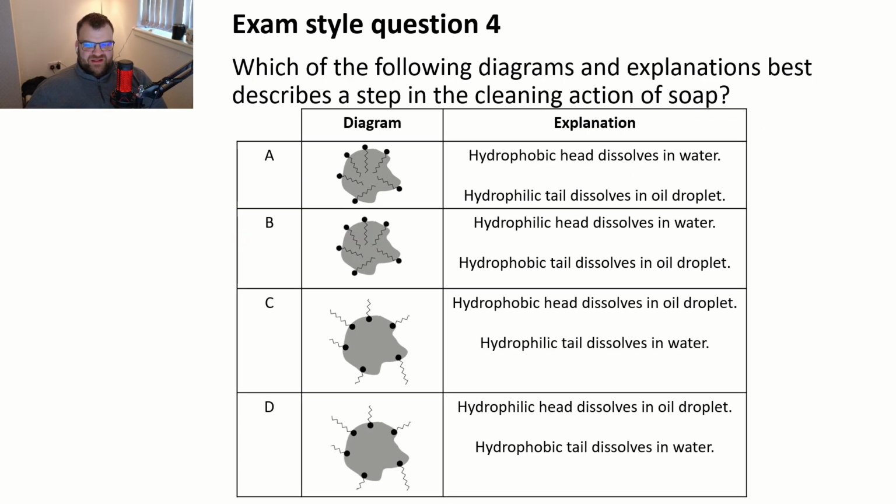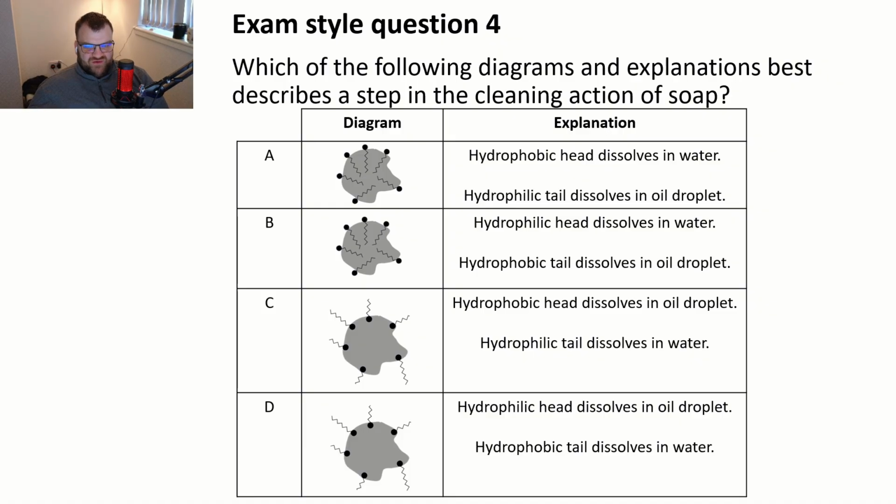In this one, we have to pick the correct diagram and explanation for the cleaning action of soap. The heads are hydrophilic, they're ionic, they dissolve in water. The tails are hydrophobic, they're covalent, and they dissolve in the grease or the oil, which is the grey blobby part that we have. A and B have the correct diagram, where the tails go into the grease and the heads are all on the outside.